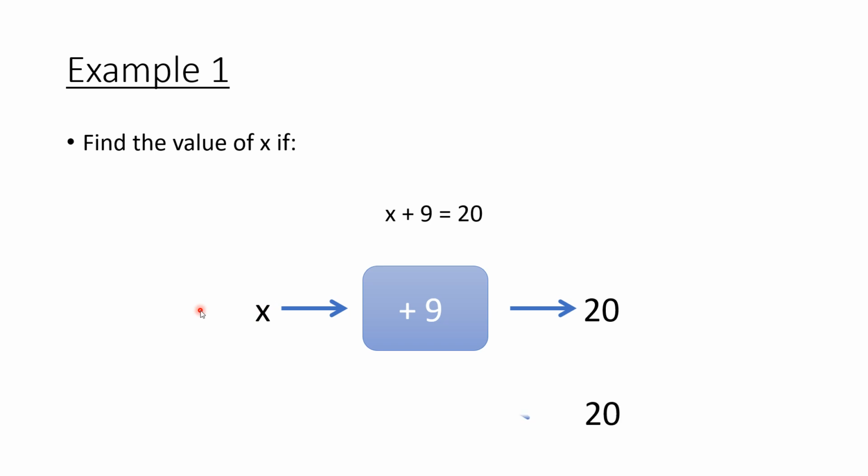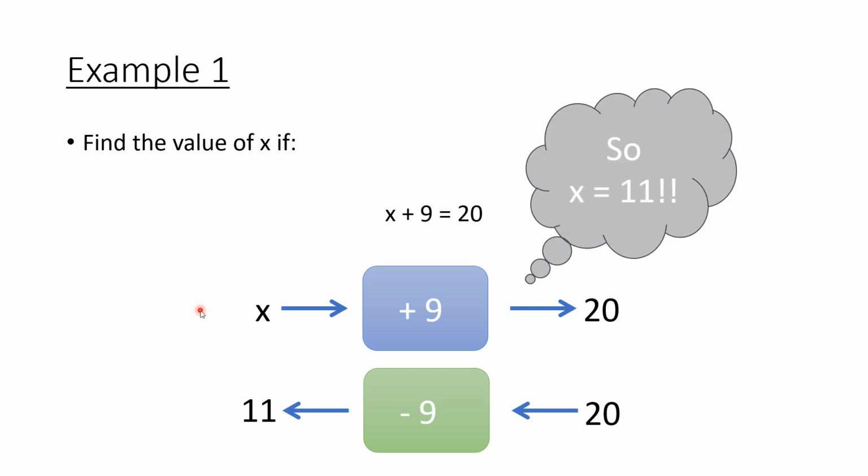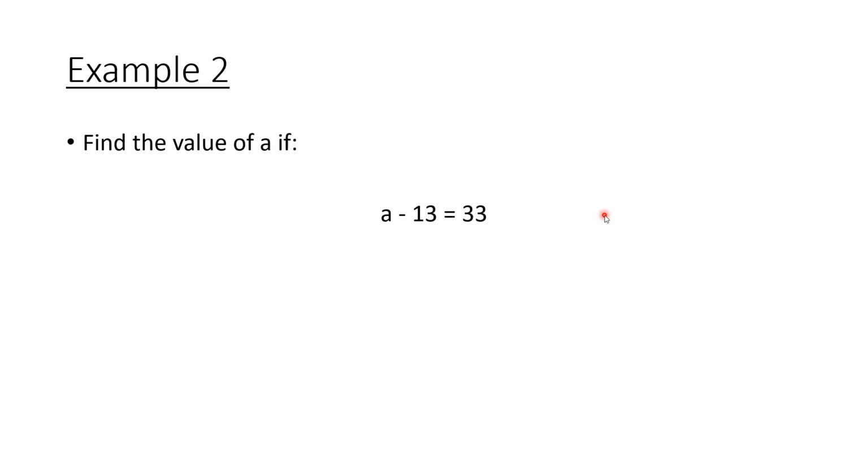So our output is 20. We now have to do the opposite, because we're going backwards. So the opposite of plus 9 is take away 9, meaning our answer is 11. So x is equal to 11. That will be your final answer. x is equal to 11. So that unknown variable, you already know what it means. It means it's 11.